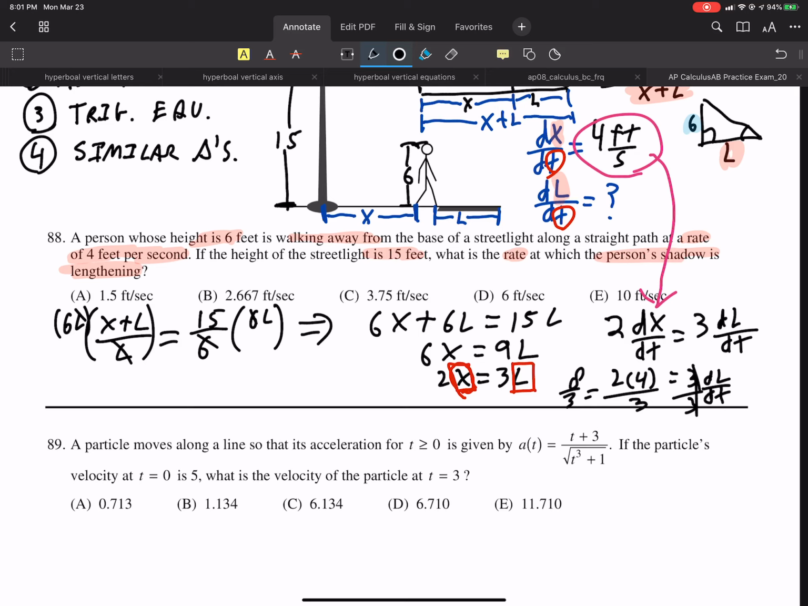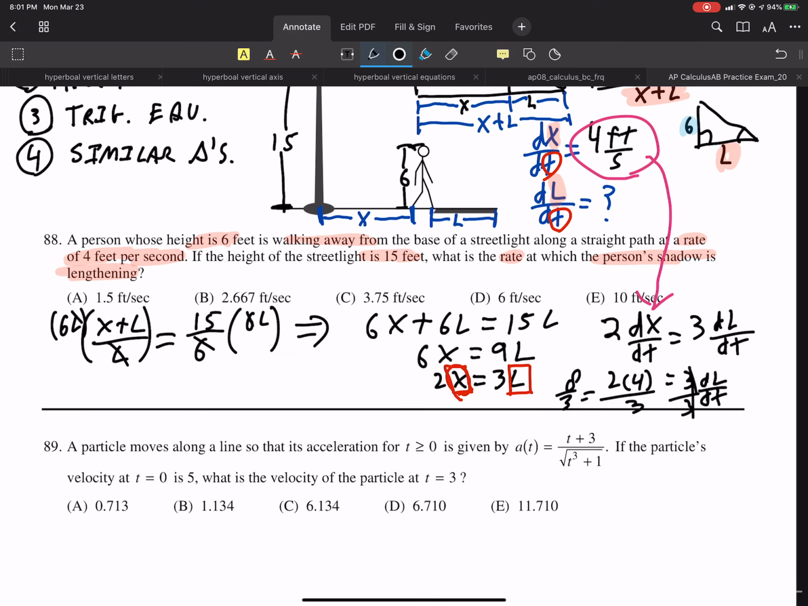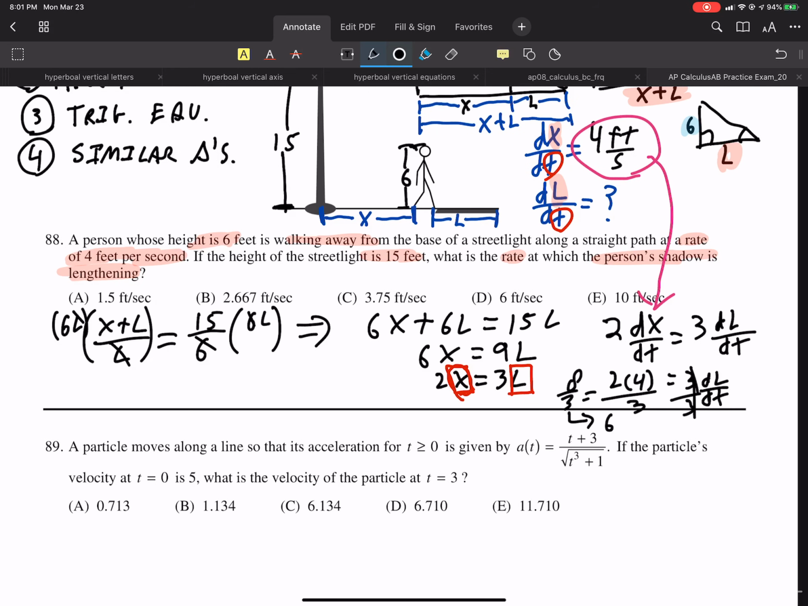8 over 3. Okay, so what is 8 divided by 3? Oh, this is a calculator problem. You do this on your calculator. 3 goes into 8 twice, so that's 6 with a remainder of 2, so it's 2/3. So it's 2.6667. So we found our answer.